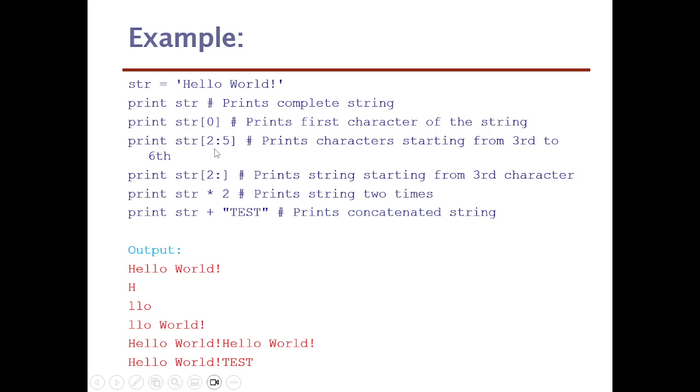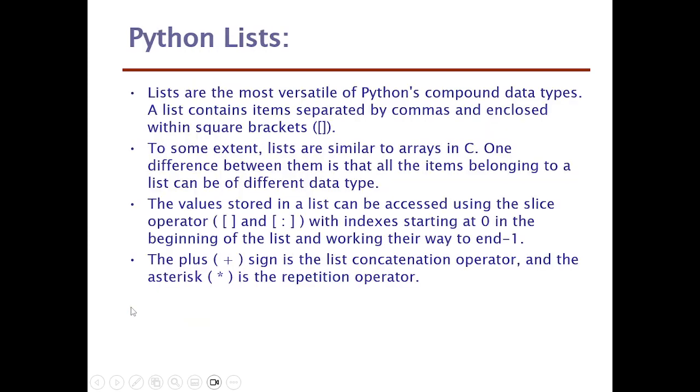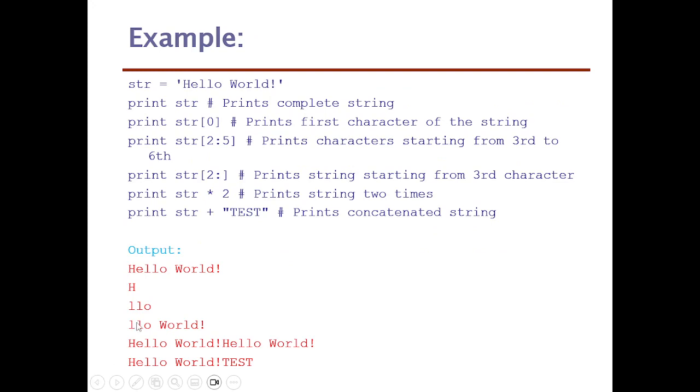Then print str[2:5] prints characters starting from the 3rd to the 5th. Since we start with 0, it goes 0, 1, 2. So we have the 2 here, 3, 4, 5. So it will just display LLO. So this is what it displays. Okay, LLO. Then print str[2:], this one prints the string starting from the 3rd character. So once you put the 2, 0, 1, 2, this will display from LLO until the end. This is the output.